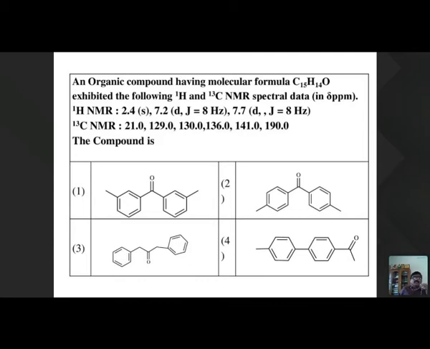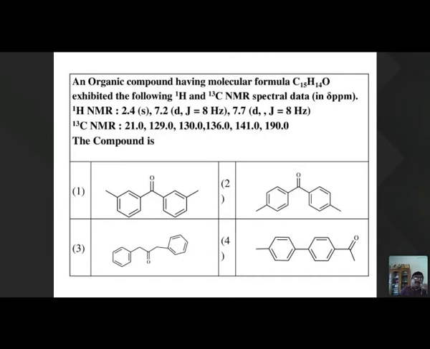2.4 singlet, 7.2 doublet with a coupling constant of 8 hertz, 7.7 doublet with a coupling constant of 8 hertz. And in C13 NMR, in the alkyl region there is only one signal, and in the aromatic region you have four signals and one at 190. That is due to your carbonyl group. And the structure is given.